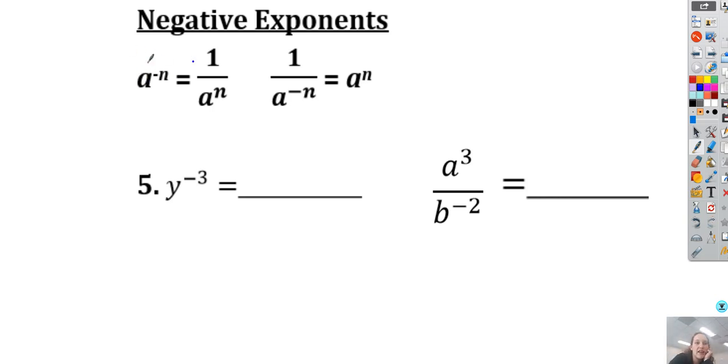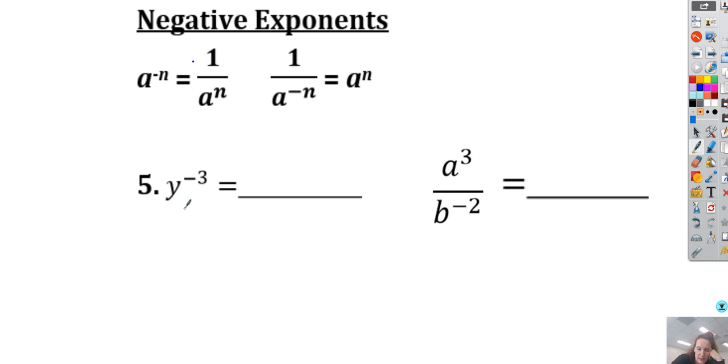So a to the negative n power is going to become 1 over a to the n. You have to just send it to the denominator. 1 over a to the negative n: the a to the negative n started in the denominator, so you're going to bring it up, and it's going to join that 1 in the numerator.